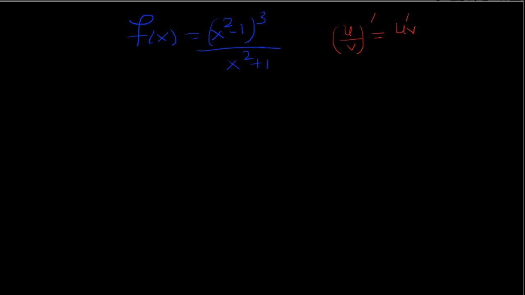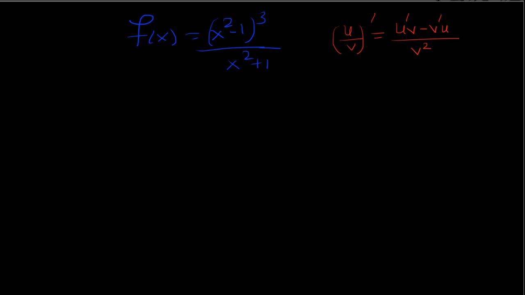I want to take the derivative of f of x equals (x squared minus 1) quantity cubed over x squared plus 1. So for this one, we want to use the quotient rule. If I have the derivative of u over v, that's the same thing as the derivative of u times v minus the derivative of v times u, over v squared.